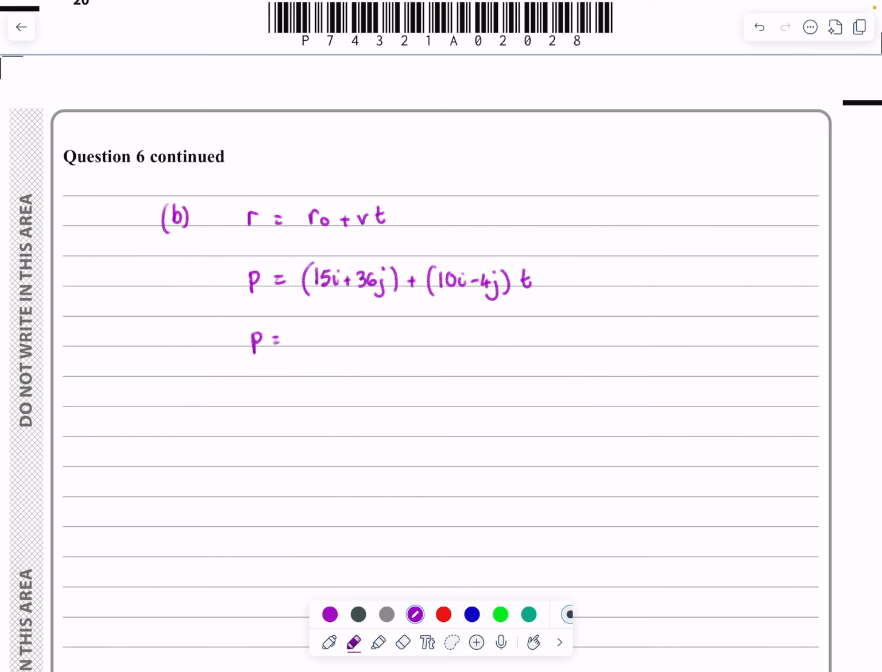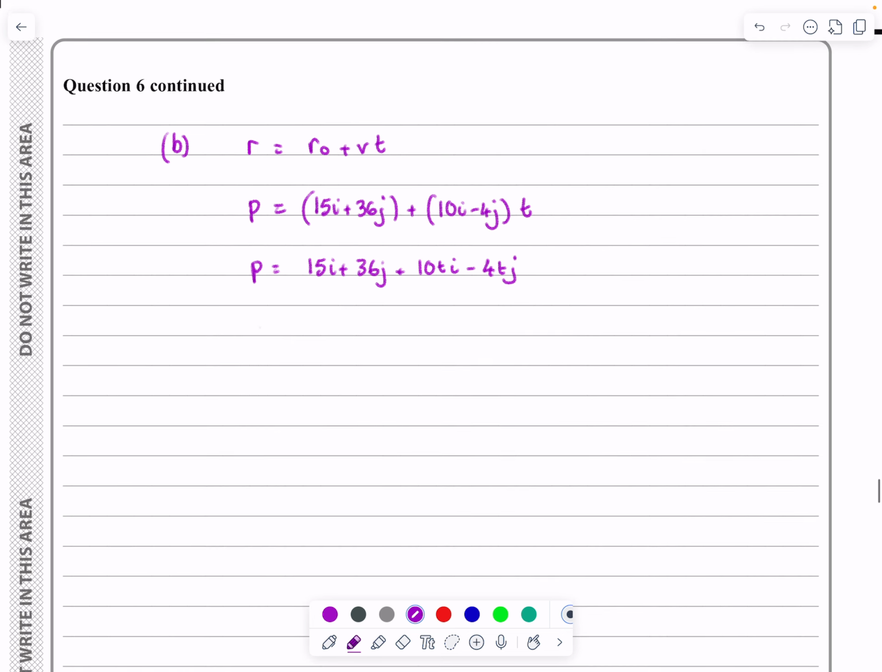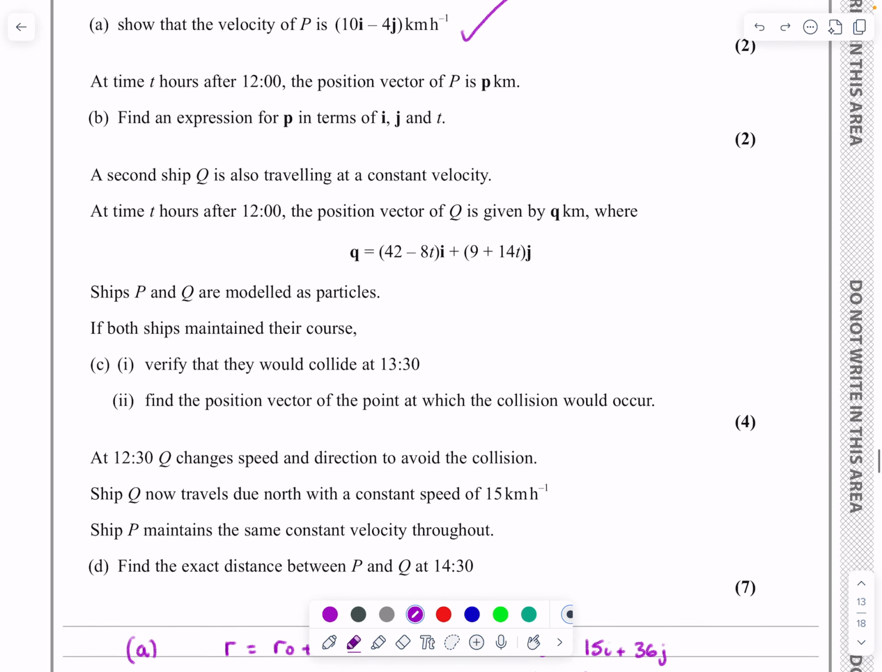Another way of doing it, just because of the work we're going to do later on, is we can say that's 15i plus 36j, plus, if I multiply that out, 10ti and 4tj, and then I could collect it in terms of i's and j's. So it's actually (15 plus 10t)i and then (36 minus 4t)j. Both of those are correct. The only reason I've written it like this is that it will help me with future parts of the question, because I know the sorts of questions that we're going to get here.